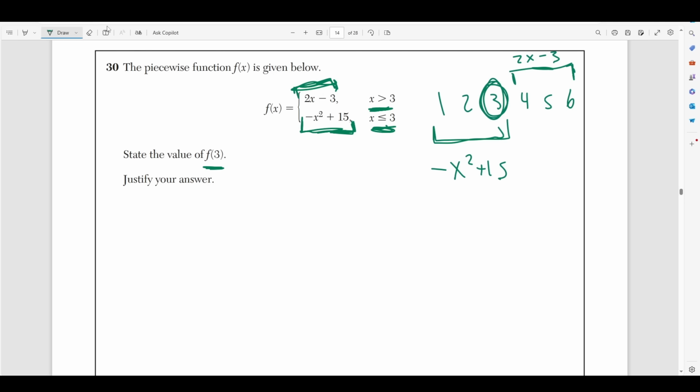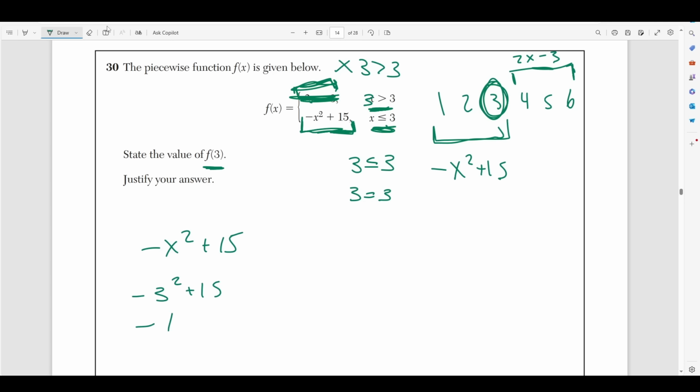And you know that 3 is less than or equal to 3 because 3 is equal to 3, right? So is 3 greater than 3? No, this is false when you plug in 3 for x. So you do not follow this top equation, you follow the bottom equation. So you have negative x squared plus 15, and you plug in 3. So negative 3 squared plus 15 is going to be negative 9 plus 15, which is going to be 6, right? So f of 3 is equal to 6 because negative 3 squared plus 15 is equal to 6. That's all you need to write to justify this.